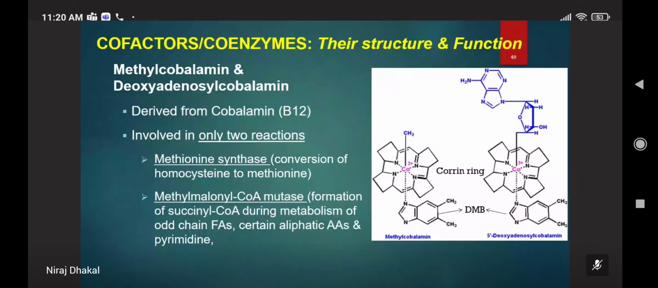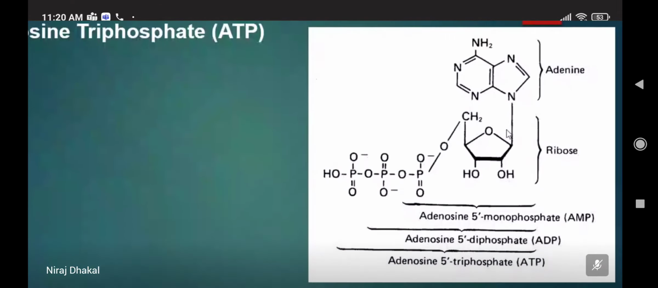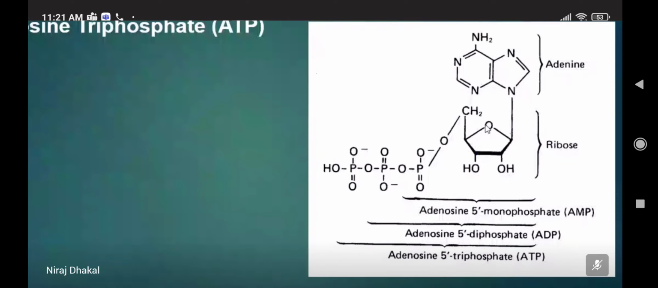There is adenosine triphosphate, abbreviated as ATP. This is a non-vitamin cofactor. This is the structure of ATP. This one is adenine, which is a purine. This one is the ribose sugar, a usual ribose. And these are the 3 phosphate groups. Adenosine triphosphate, also called ATP. If there are only 2 phosphate groups, it is called ADP. And if there is only 1 phosphate group, it is called AMP, or adenosine monophosphate. So all these 3 can exist.